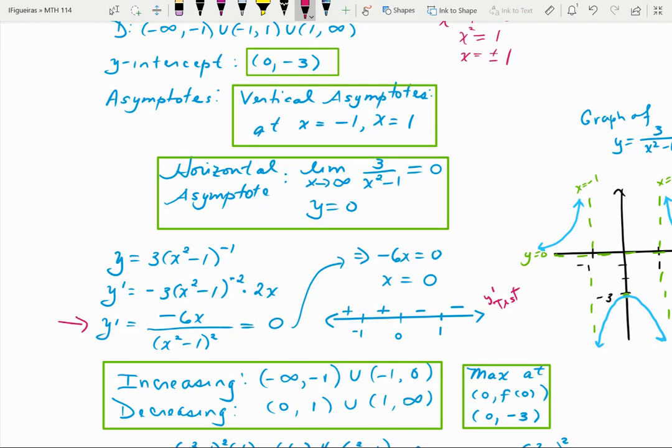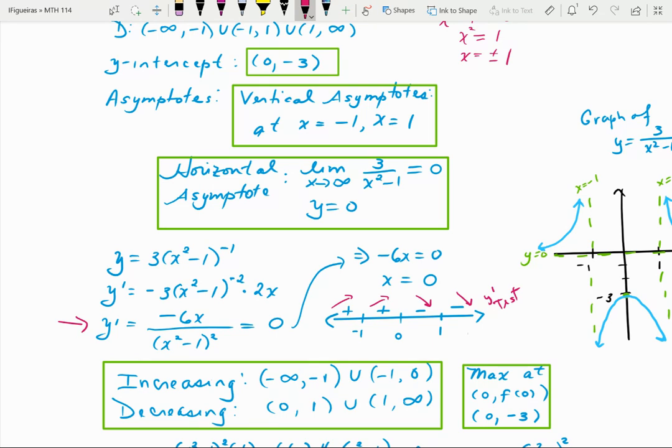All right, so if I pick something less than negative 1, like negative 2, and plug it in to my first derivative, you get a positive result. That means it's increasing. If you pick something between -1 and 0, like -0.5, well, it's still positive, so it's still increasing. But remember, there's an asymptote at -1. Pick something between 0 and 1, like a half, you get a negative result, so it's decreasing. And pick something greater than 1 and plug it in, and it's also decreasing. And same thing, you're going to have an asymptote at 1.